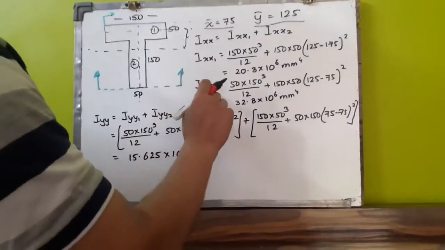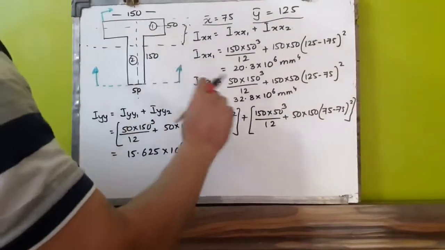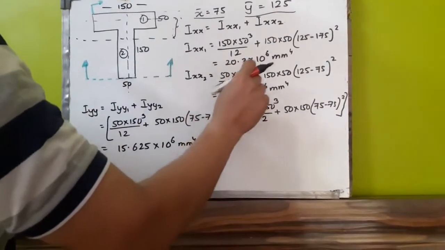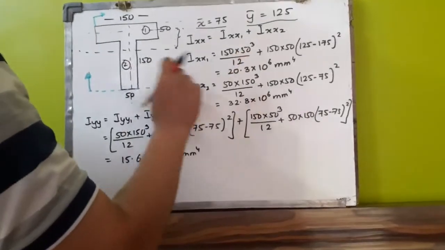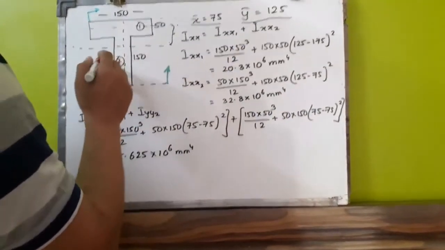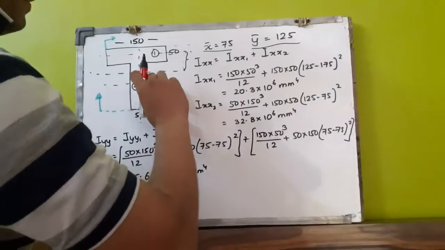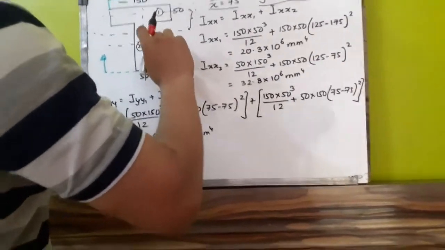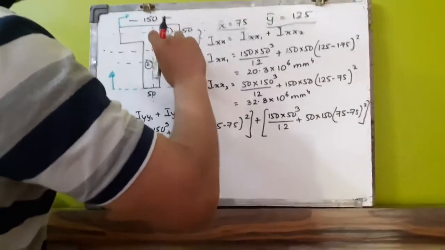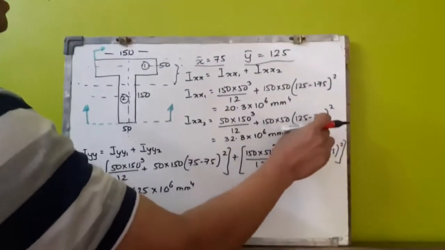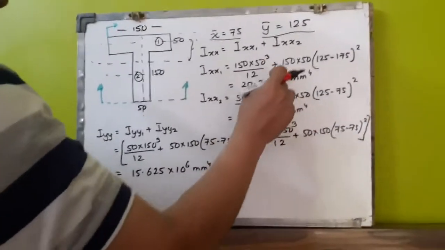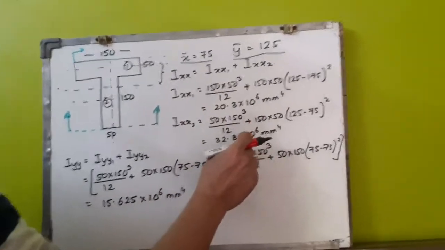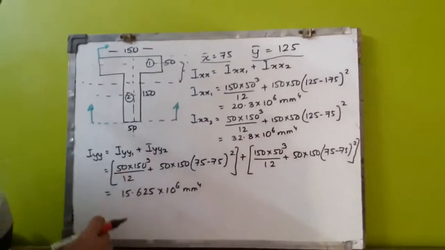So similarly, for body 2, Ixx2, this is 50 b, this is d, 150 cube by 12 plus. Now 50 into 150 cube by 12 is about its own centroidal axis, that means somewhere here at a distance of 75. Now this has to be transferred from here to here. So this is 125, this is 75, so this distance is 125 minus 75 whole square. You find out these two values, add them up, and you will get the value of Ixx.